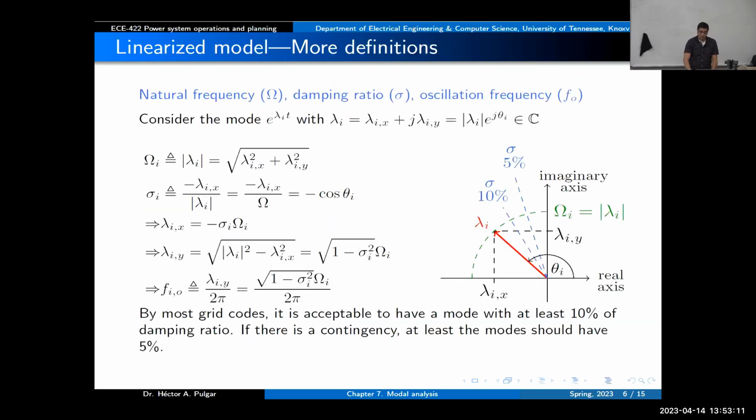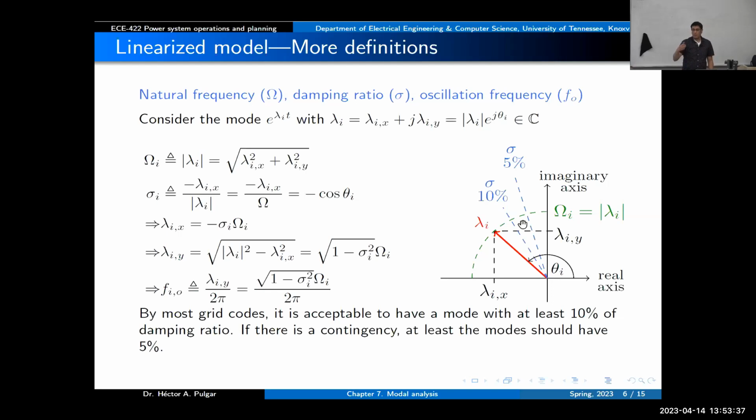We also make the definition of damping ratio. So damping ratio will be an index that will tell us how fast oscillation in the system will die out. So we will use it, and I said that if the damping ratio is above 10%, we're happy, we're fine, because the oscillation will die quickly.